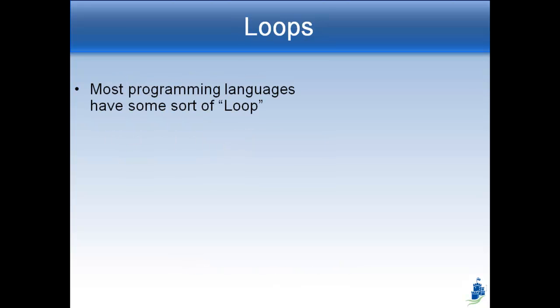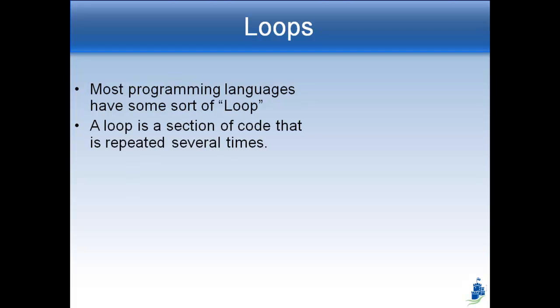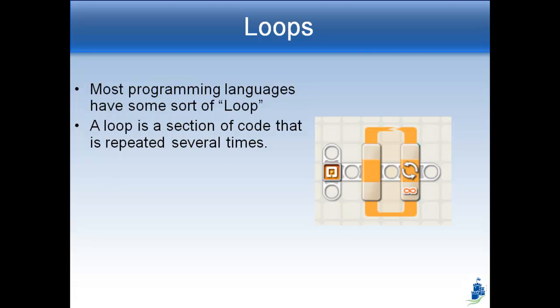All right, so loops in general. Most programming languages, in fact, almost all of them except for the lowest level ones, have some sort of loop function, okay? And we learned it when we did the robots back in the day. A loop is just a section of code that gets repeated over and over again, right? You might remember this symbol from when we used the robots. Okay, this was a loop, right?